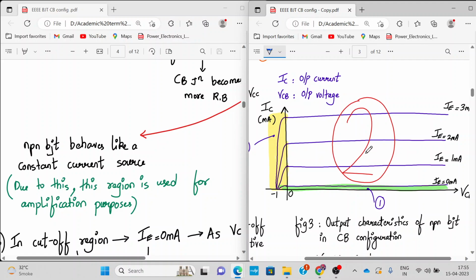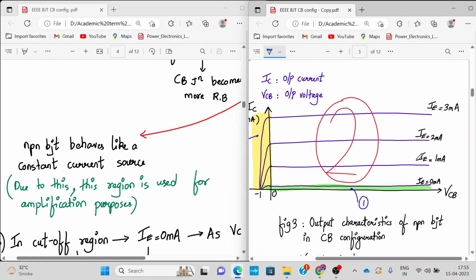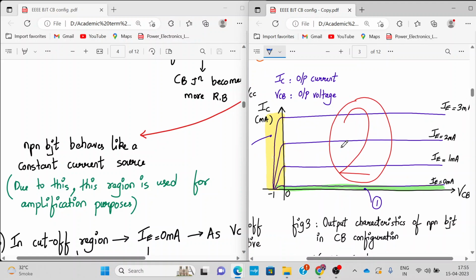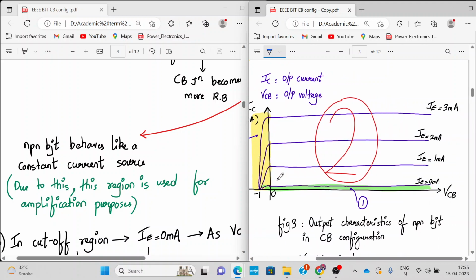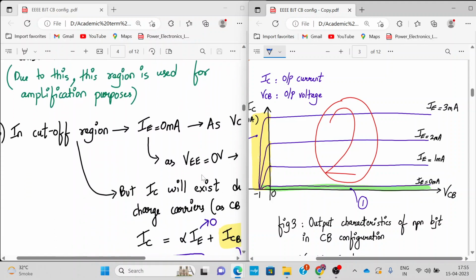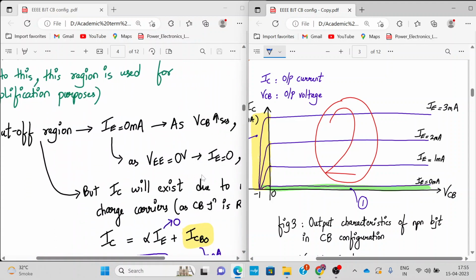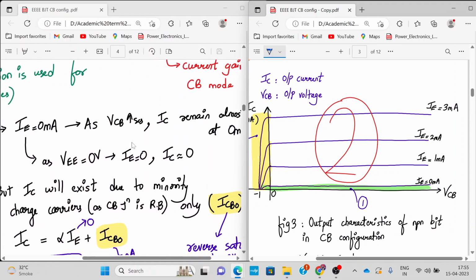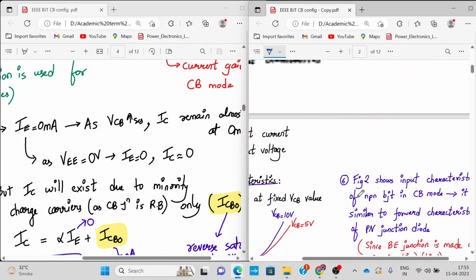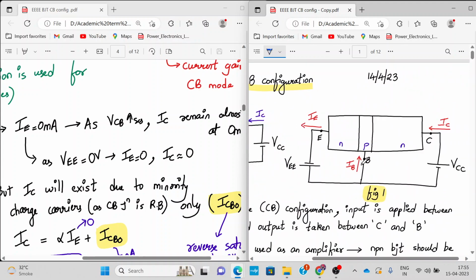Now what we determined in summary is that with an increase in the value of IE, the collector current also increases, and the collector current is almost constant for a wide variety of VCB voltages. Now let us come to the cutoff region, the green portion over here, below IE equal to 0 milliamperes. In the cutoff region, as we know, both the base emitter and base collector junctions are reverse biased. IE equal to 0 means VEE is 0, so we are not applying any emitter voltage.